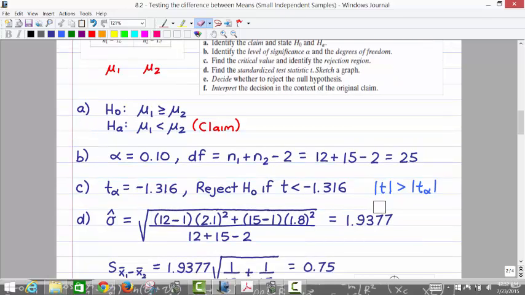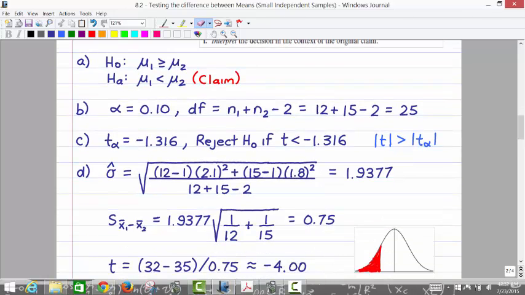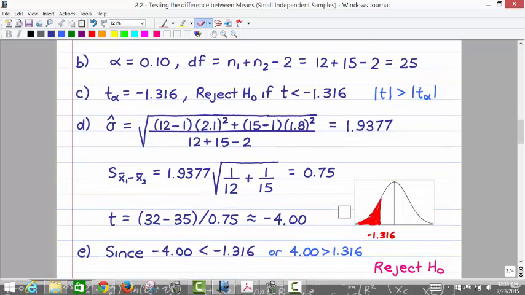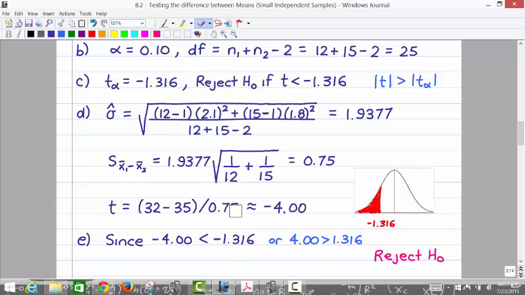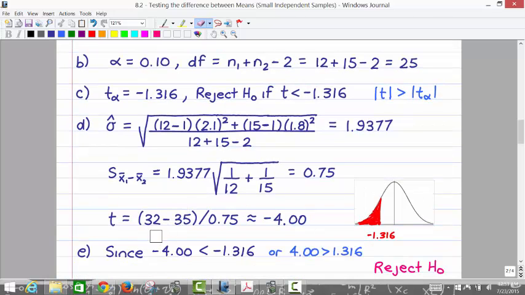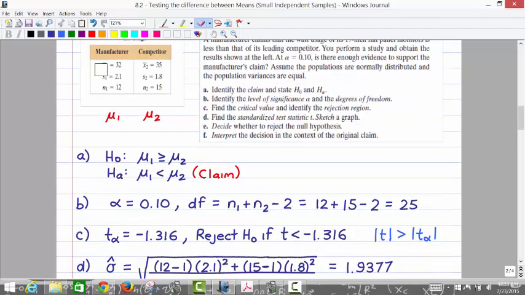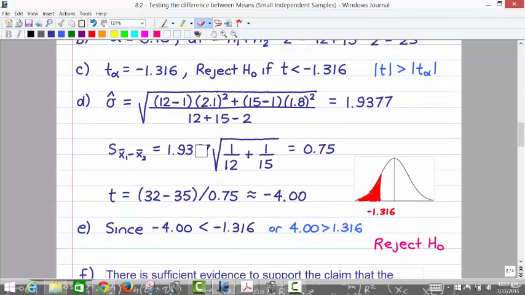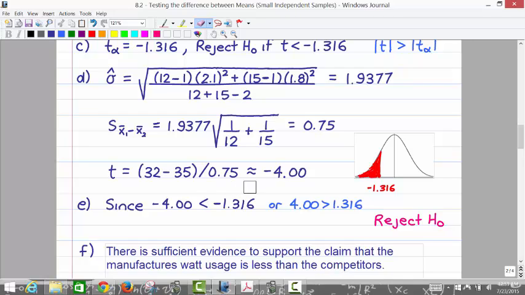But once again, that's not the entire denominator. To get the standard deviation of the difference of x1 bar and x2 bar, we take that number, 1.9377, and multiply it by the square root of 1 over 12 plus 1 over 15. That comes out to about 0.75. Now that's our denominator. So you take the first mean, which was 32, minus the second mean, which is 35, divided by 0.75. That comes out to be about negative 4.00.